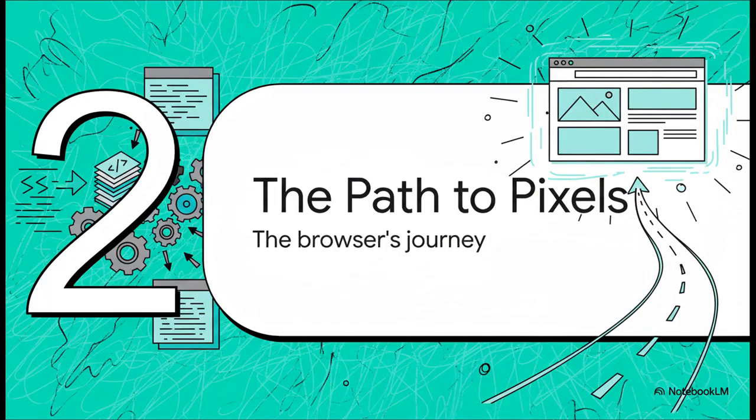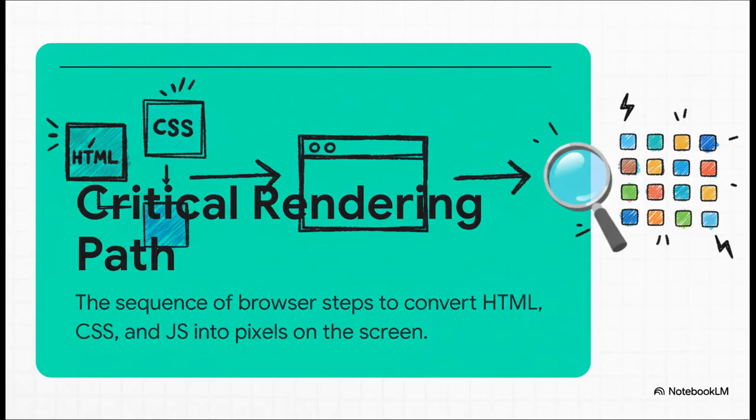Now, this whole journey from a line of code to a fully rendered website, it has a name. And understanding this name is the key to making the web faster for all of us. It's called the critical rendering path. Yeah, I know, it sounds super technical, but stick with me, because it's actually a fascinating story of how things get built. So, what is the critical rendering path, or CRP for short?